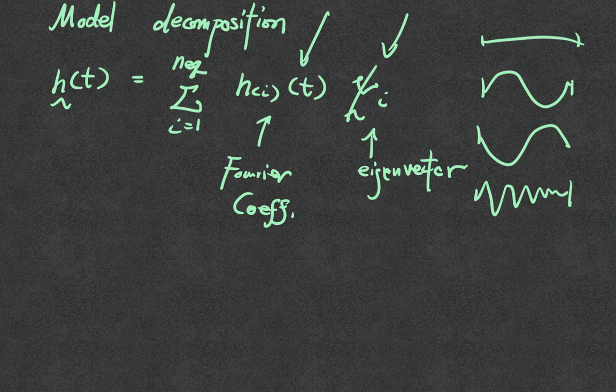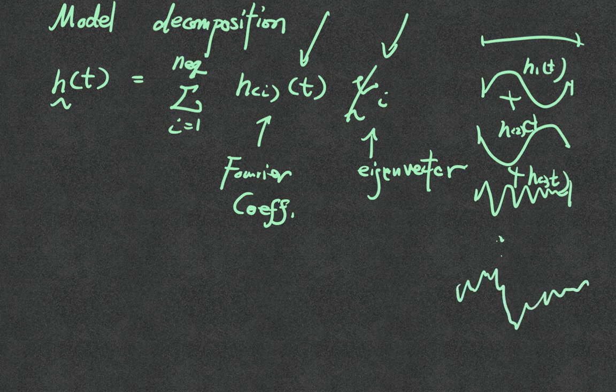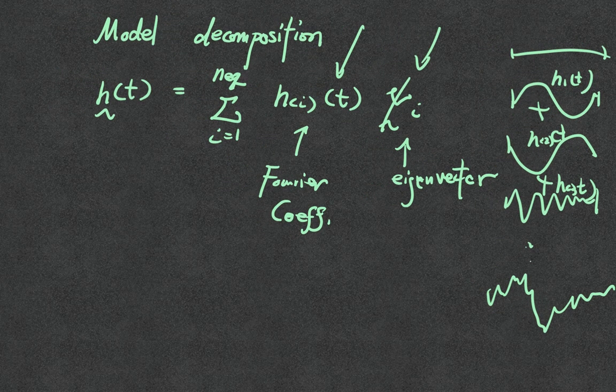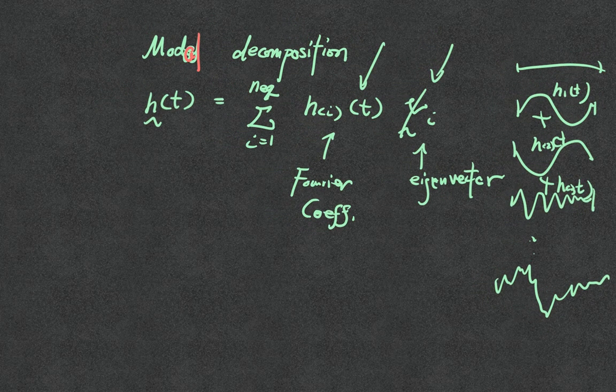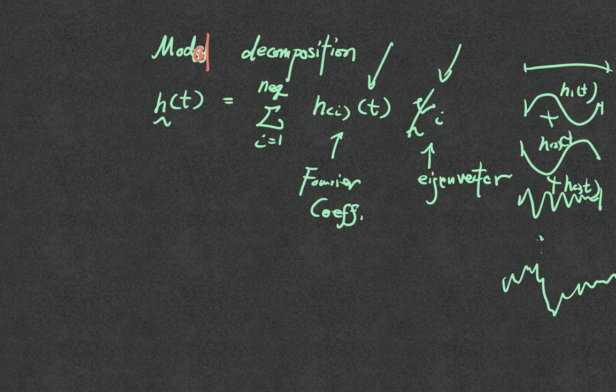And then for the different modes, I will have a corresponding h1(t), h2(t), and h3(t). I add these together, and then I will get something that maybe looks like this. You see what I mean? This is actually the modal decomposition, M-O-D-A-L. What it implies is that I decompose it with different modes and then combine them linearly. The reason I can do that is because the boundary value problem I solve is linear, meaning that the capacity matrix and the conductivity matrix don't change in time. So the problem is still linear.